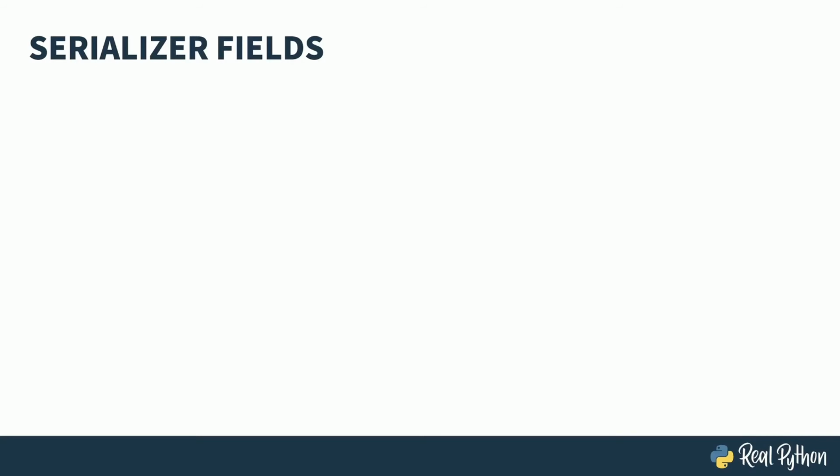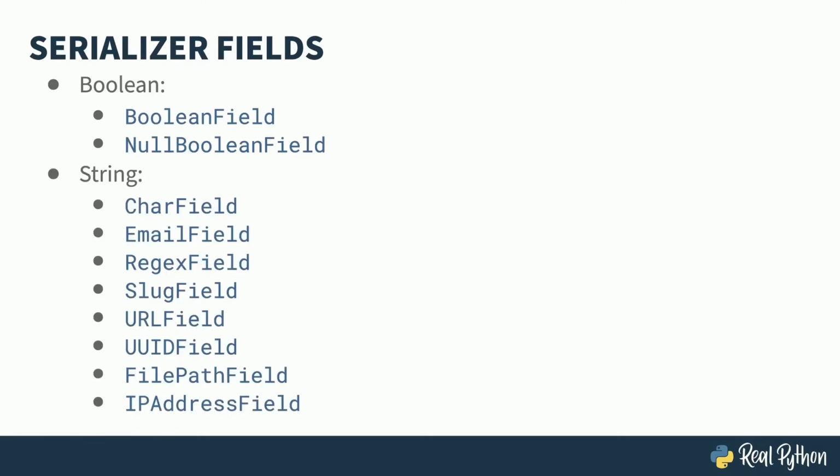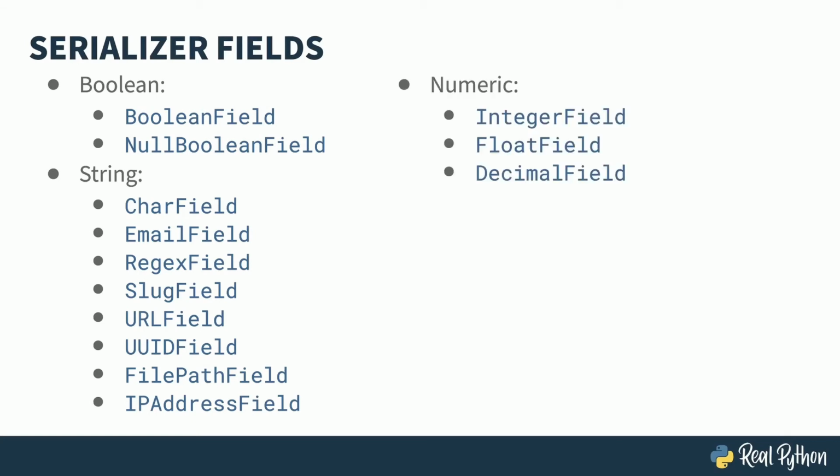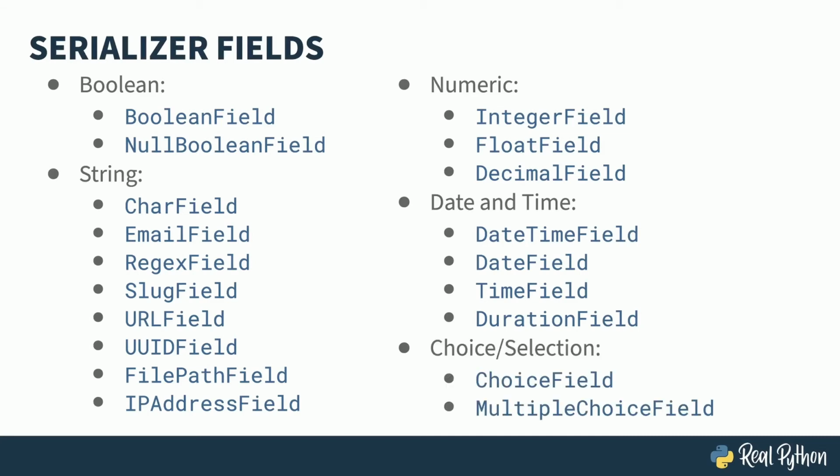There are a large number of fields provided by the DRF. There are fields for Boolean, a long list of string fields. Most of these are similar. What changes is the validation. So for example, the IP address field is still just a string, but the validator makes sure that the string is formatted as a valid IP address. There are 3 numeric fields, fields for date and time, and 2 fields that allow choices of predetermined selections.